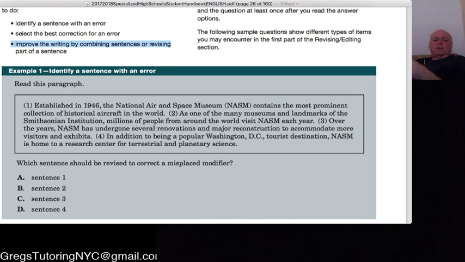Established in 1946, the National Air and Space Museum, NASM, contained the most prominent collection of historical aircraft in the world. As one of the many museums and landmarks of the Smithsonian Institution, millions of people from around the world visit NASM each year. Over the years, NASM has undergone several renovations and major reconstructions to accommodate more visitors and exhibits. In addition to being a popular Washington, D.C. tourist destination, NASM is home to a research center for terrestrial and planetary science.